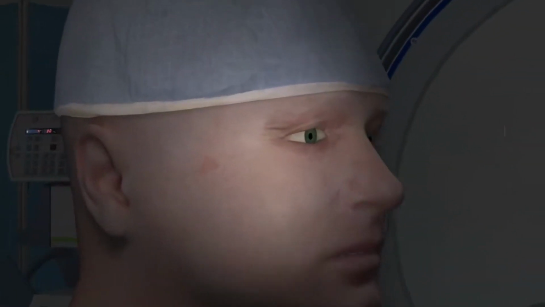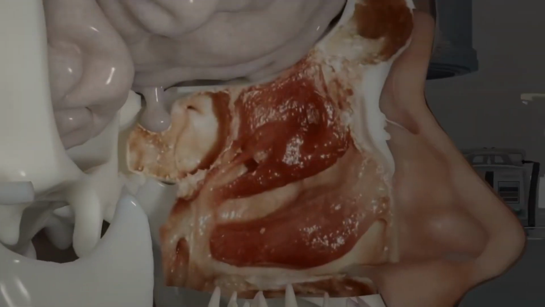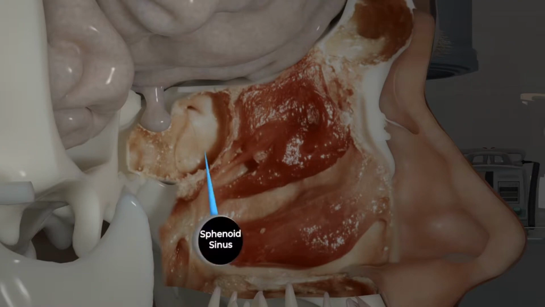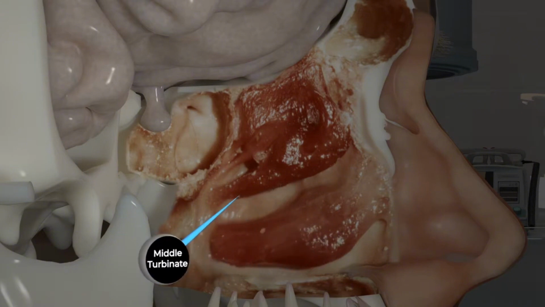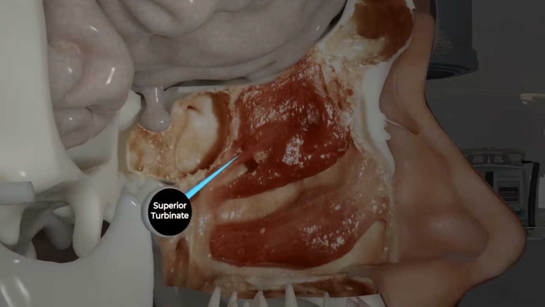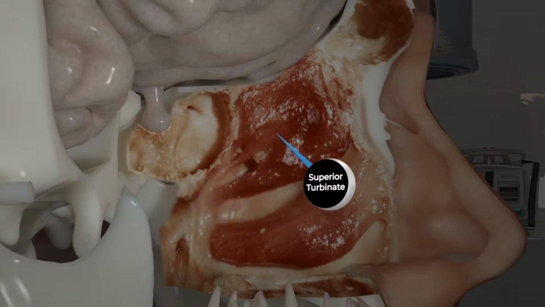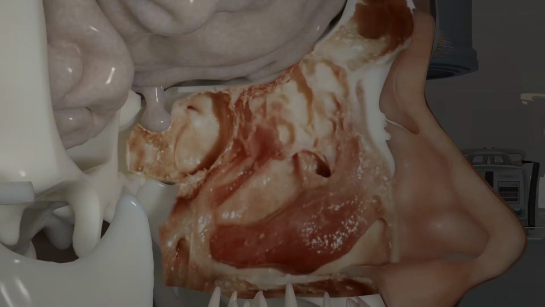Anatomic dissections provide another perspective on sinus anatomy. Here we see the left half of the specimen viewed from 90 degrees. The sphenoid sinus and the frontal sinus are seen near the midline. The middle turbinate is a component of the ethmoid bone and forms the medial wall of the anterior ethmoid sinuses. The superior turbinate is also part of the ethmoid bone and forms the medial wall of the posterior ethmoid sinuses. If we remove the middle and superior turbinates, we can see the anterior and posterior ethmoid sinuses.